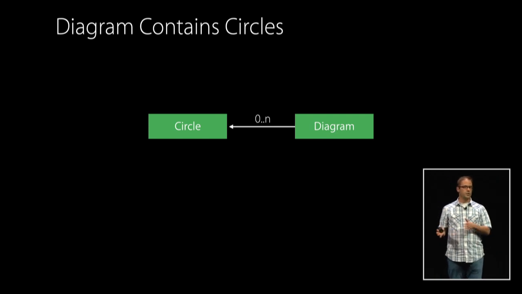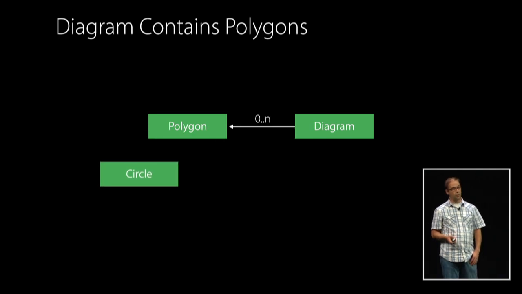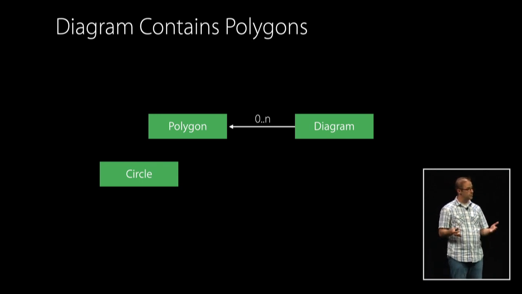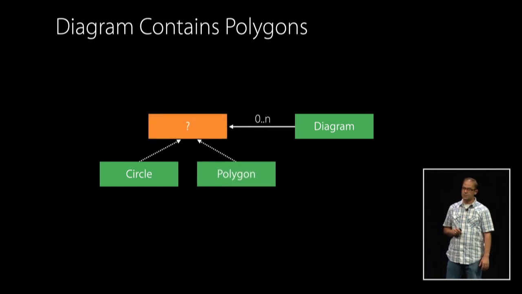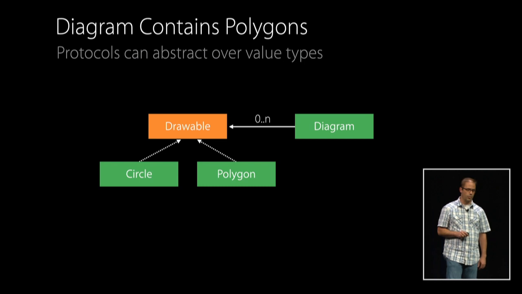Now what we want to do is put these types into our diagram, both polygons and circles. Making an array of circles is straightforward. Making an array of polygons is straightforward. So we could make an array of either type, but what we need to do is make one array that contains both. The mechanism to do that in Swift is with a protocol.